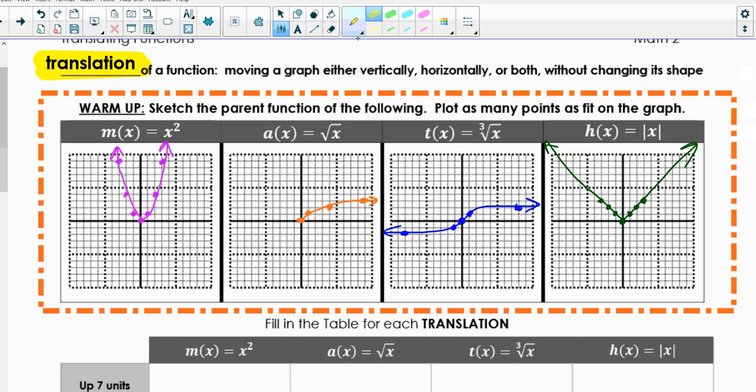But if you look, I filled these in for you, so hopefully you can as well. Each of the points, it says plot as many points as fit on the graph, so that's going to ring true for the first three. Obviously, when we get to absolute value, I'd like to see at least 5 to 7 points to get a nice graph.